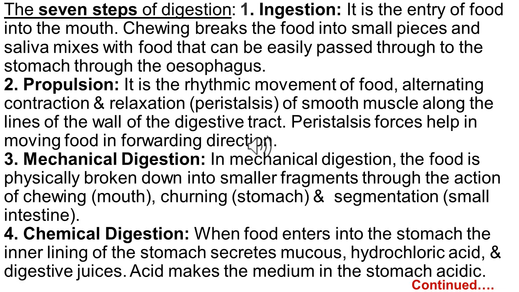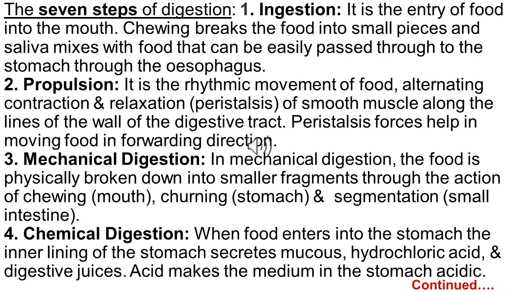Propulsion. Propulsion is the process by which the inner wall of the esophagus continuously contracts to push the food particles down into the next part. The process of contraction by the inner wall of the esophagus to push down the food particle is called peristalsis. Mechanical digestion. It involves the process of chewing food inside the mouth, churning of food inside the stomach and segmentation of food inside the small intestine.